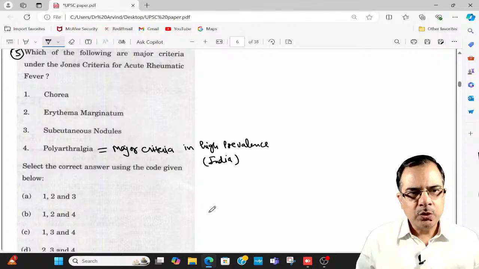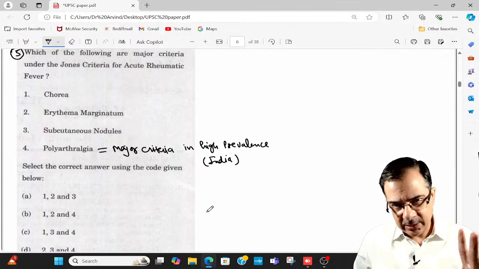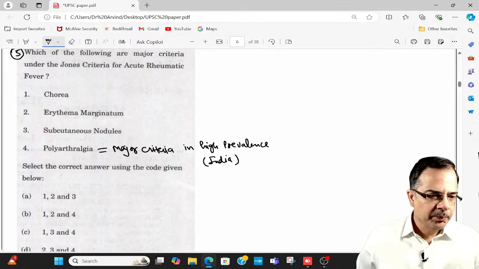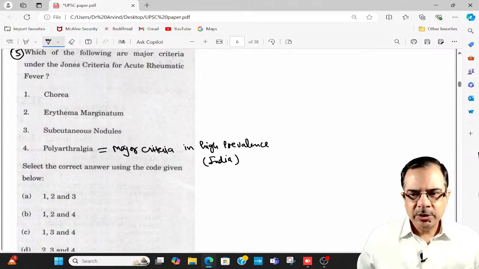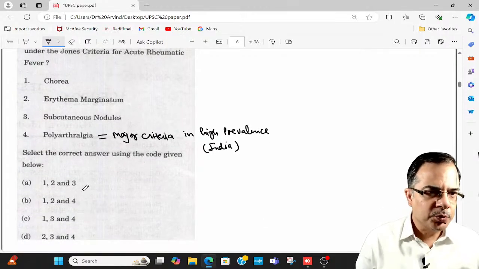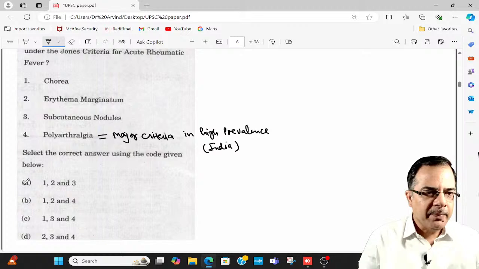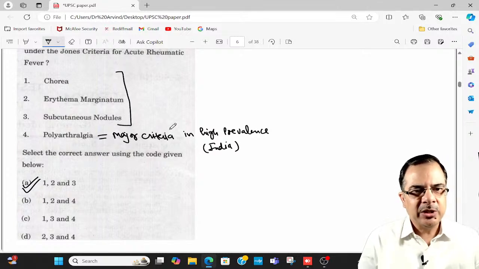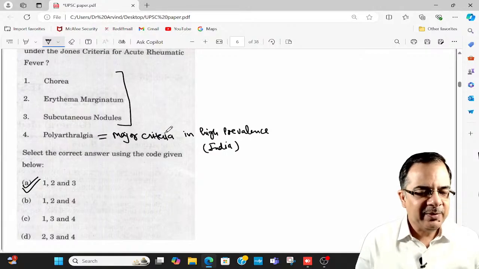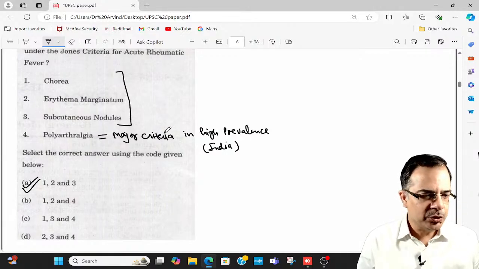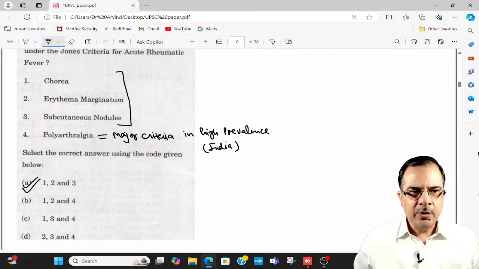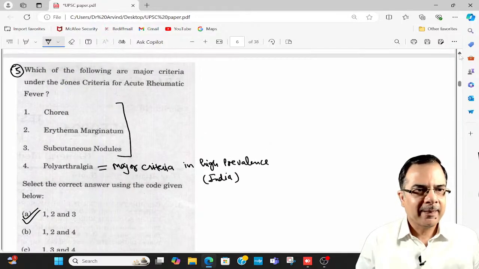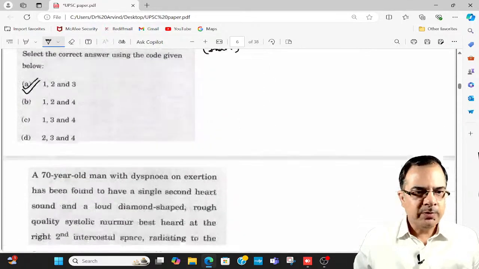So we have to choose whatever option is given to us. If the option is all four, that will be the best answer. But here the options are given as only three options, so you have to choose. The best option will be 1, 2, and 3, because these are definitely the major criteria, whether it is a high prevalence zone or a low prevalence zone. So the answer is A option here. Now come to question number 6.